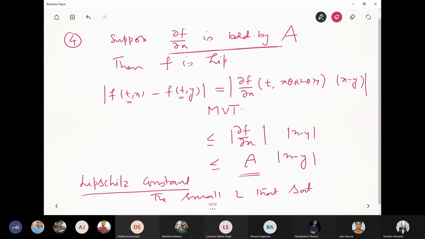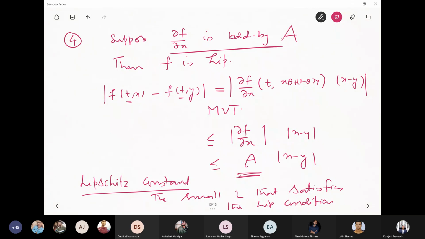the Lipschitz condition. Such a constant, the smallest such constant, is called the Lipschitz constant. So I'm saying here this A is one such L where this is true. Therefore, the function becomes Lipschitz, but A need not be the Lipschitz constant. That's why I was trying to avoid using L here. L is normally used for Lipschitz constants.